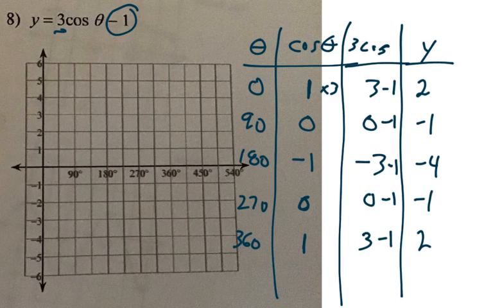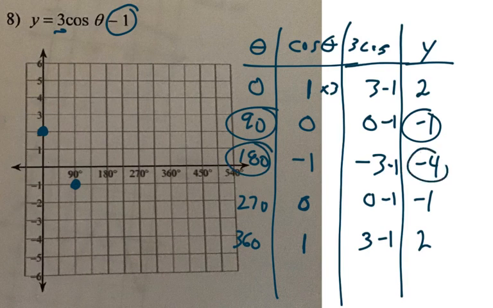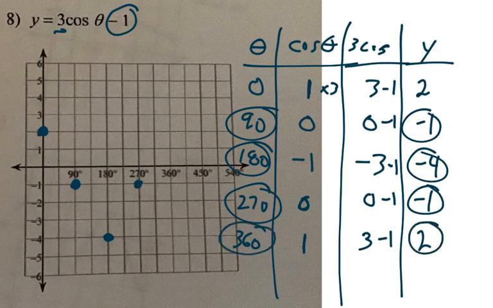So let's graph it. 0 degrees is 2. 90 degrees, right here, is negative 1. 180 is negative 4. 270 is negative 1. 360 is 2. And here's our wave, guys. That's what it's going to do.